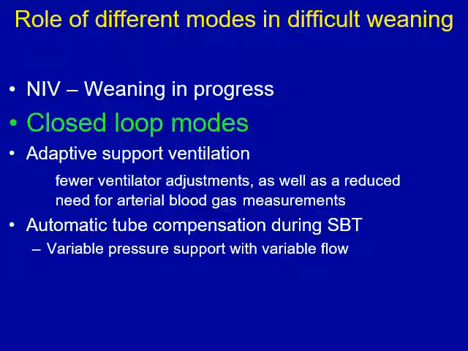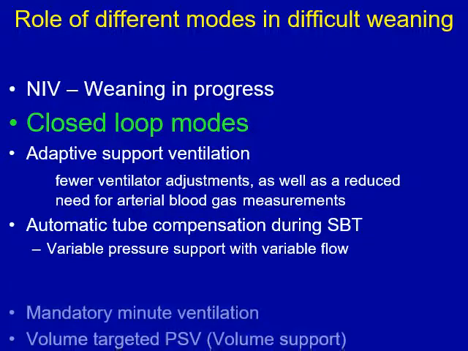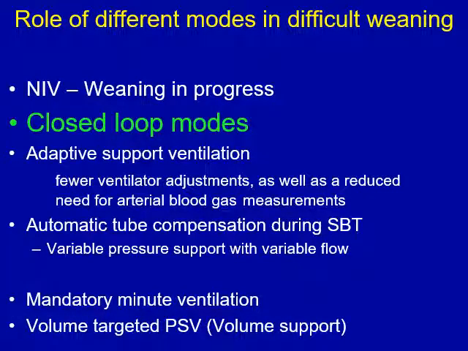This automatic tube compensation is an intelligent mode, a closed loop mode. It is designed in such a way that it gives a variable pressure support with variable flow. It is as if the patient is breathing without the endotracheal tube in situ. So this is how, in one sentence, we can describe automatic tube compensation. In this mode, we have to enter the settings or parameters. We have to enter the size of the endotracheal tube, and whether it is an endotracheal tube or a tracheostomy tube. All these things we have to enter, and also we have mandatory minute ventilation and volume targeted pressure support ventilation.